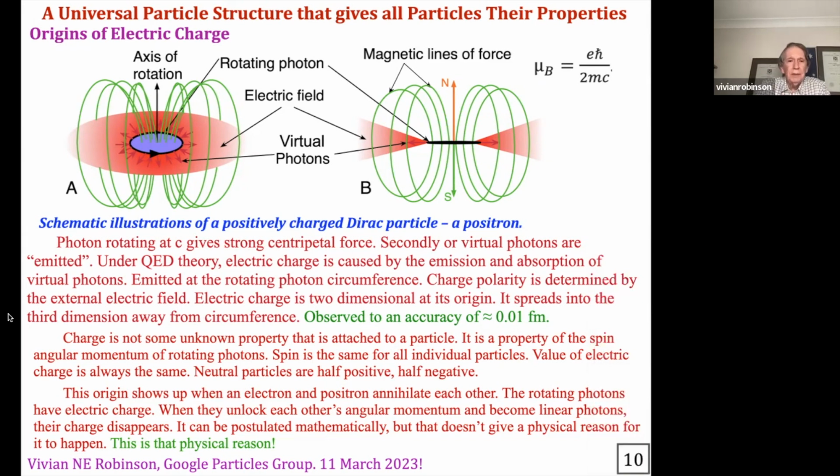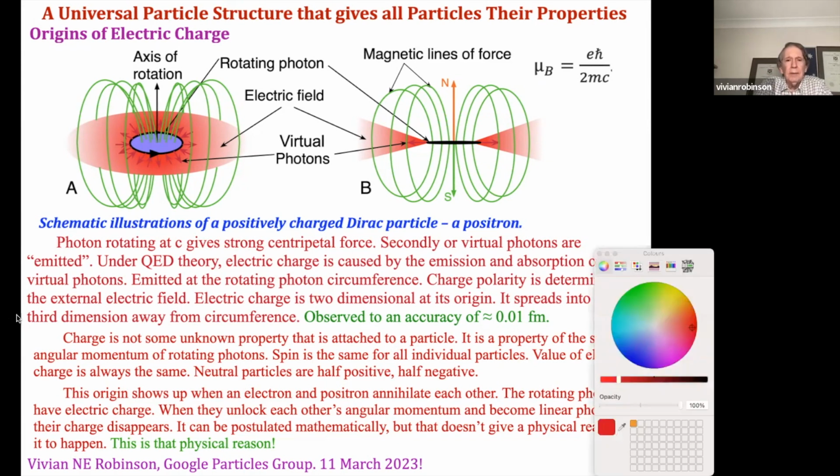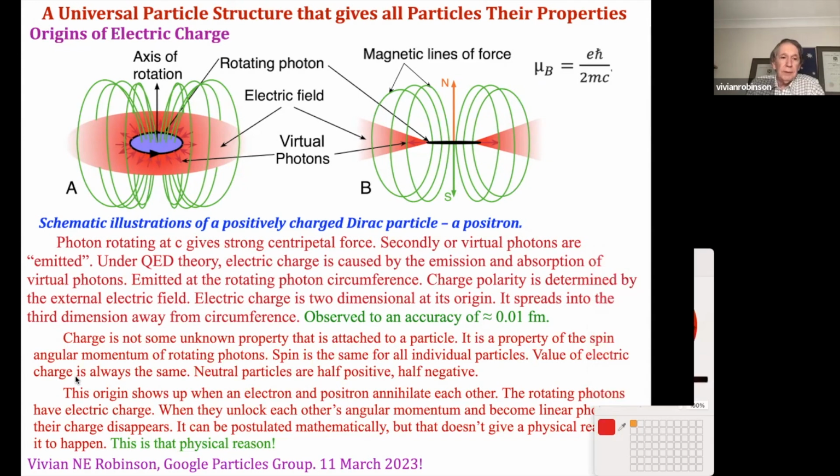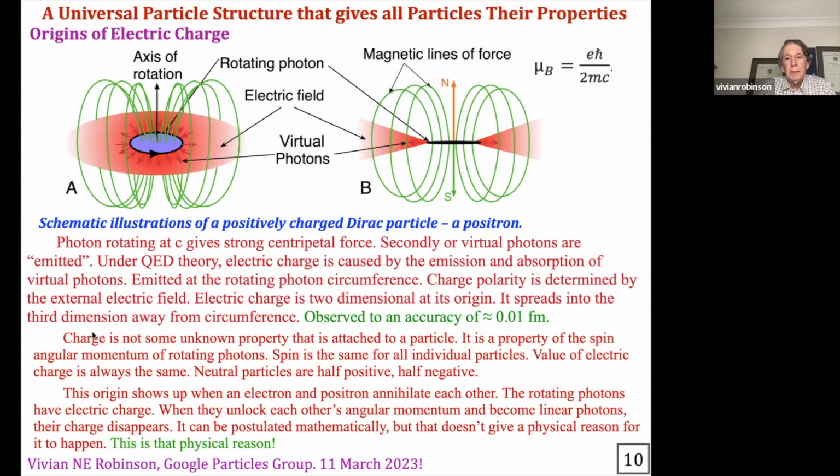Now, this origin shows up when I take an electron and positron annihilating each other. When they are rotating photons, they have opposite electric charge. They both have electric charge, even though it's opposite. When they unlock each other's angular momentum and become linear photons, their charge disappears. Yes, it can be postulated mathematically, but mathematics doesn't make things happen. Physics makes things happen. And that is the physical reason why it happens.